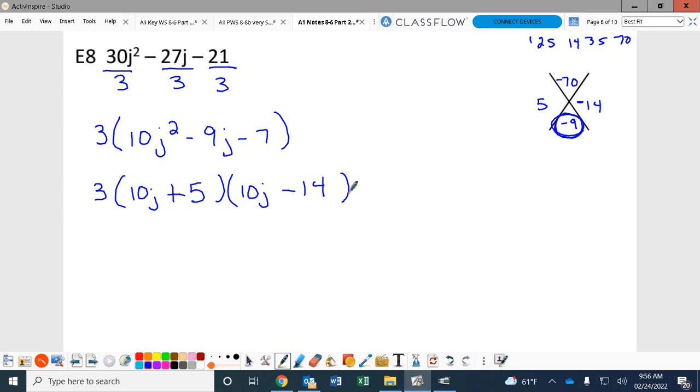Okay. Are there any GCFs I can cancel out of the first one? What is it? 5. If I divide by 5, 10 divided by 5 would give us 2j. 5 divided by 5 would give us 1. What is the GCF that'll go into the 10 and the 14? Is it just 2? Yeah, it is. Good. What do I put when I simplify these? Perfect. And there you go.